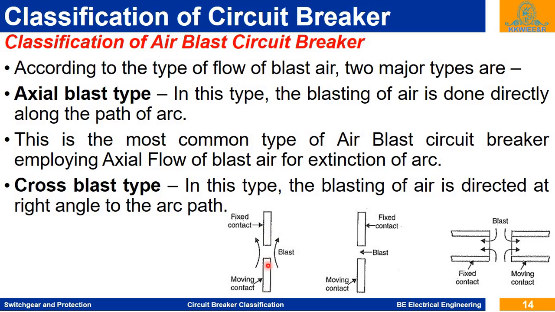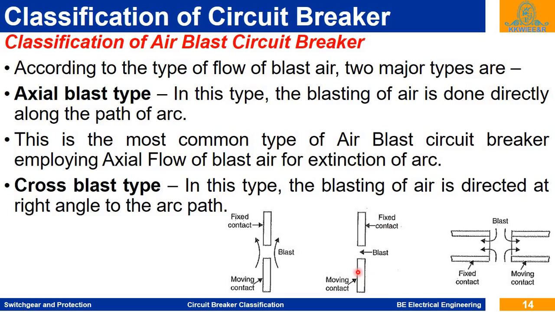So this is the fixed contact and the moving contact. Between these two contacts there is an arc, and air flows parallel to this arc, so that the ionized particles between the fixed and moving contacts, or in this interrupter, are taken away, and fresh air is placed as a dielectric between the two contacts. This is the most common type of air blast circuit breaker, employing axial flow of blast air for extinction of the arc. Next is the cross blast.